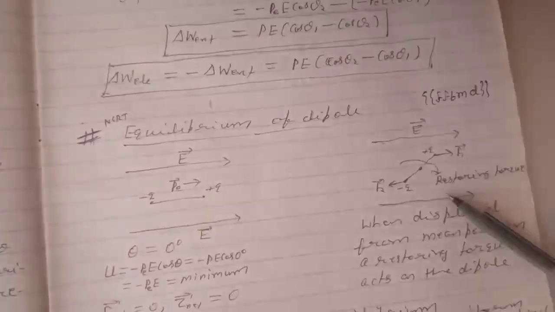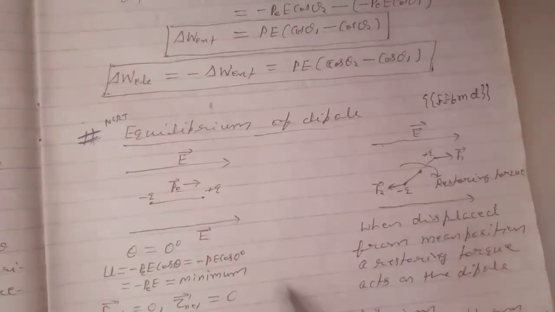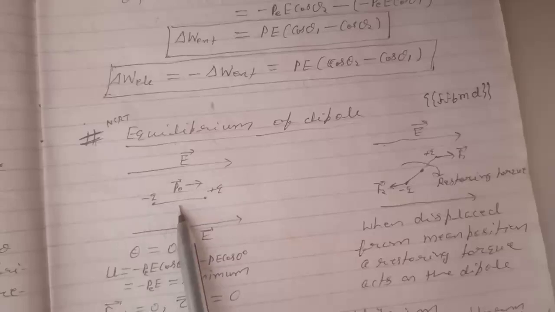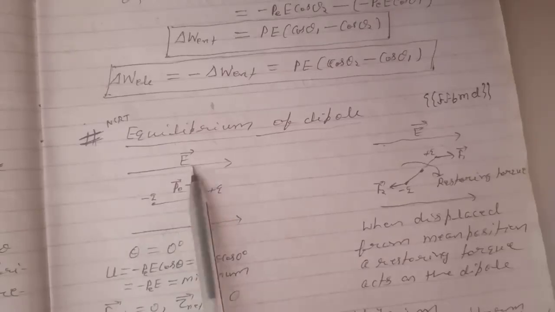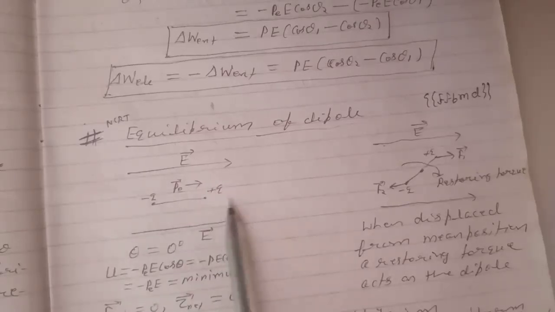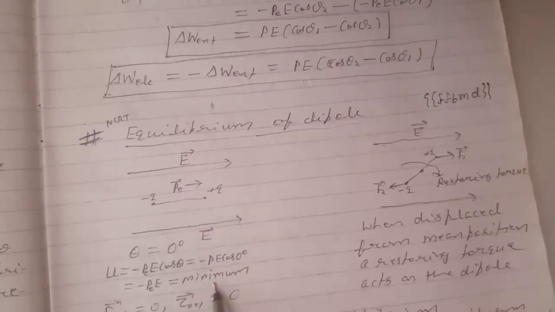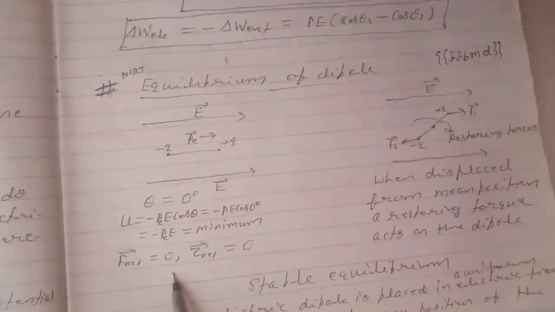Next, equilibrium of a dipole. Here it is shown that the electric dipole's direction and the electric field direction are the same. In this case, θ is 0. Now U will be minus pE cos θ, or minus pE cos 0, or minus pE, which is the minimum. So the potential energy here is minimum, F net is 0, and also τ net is 0.